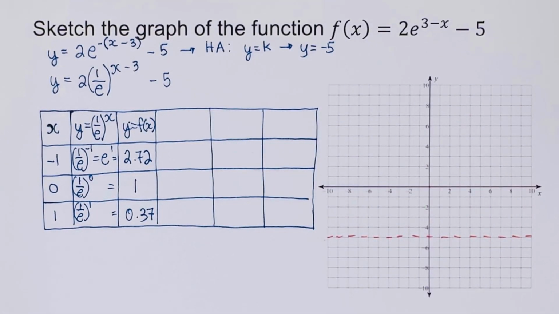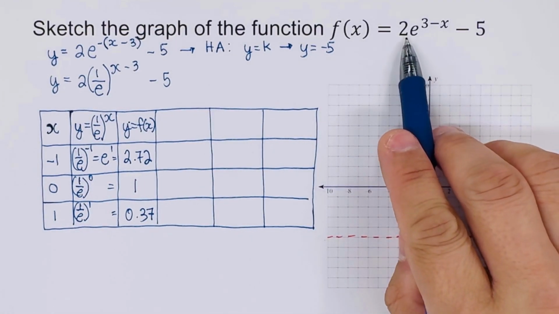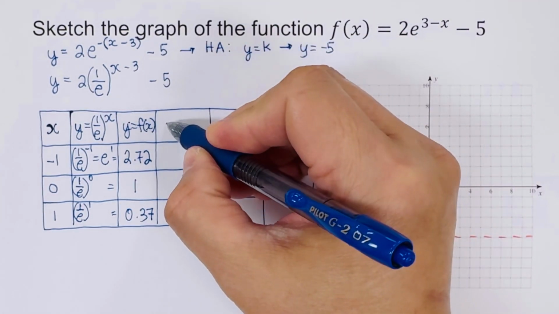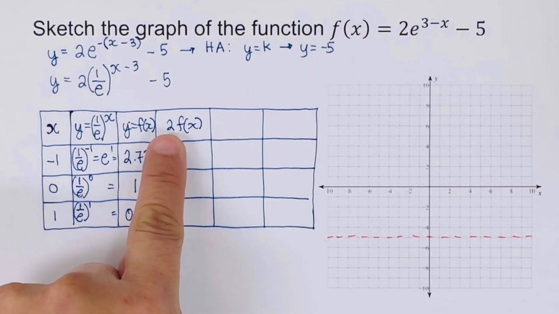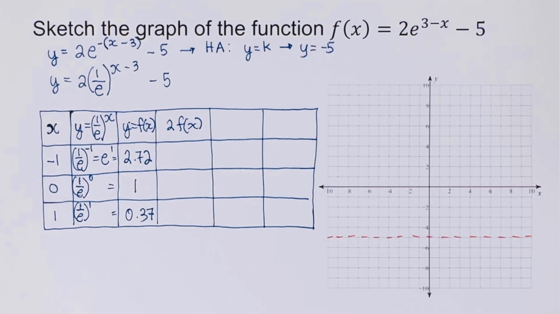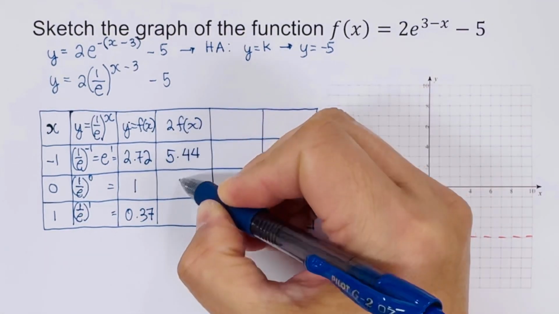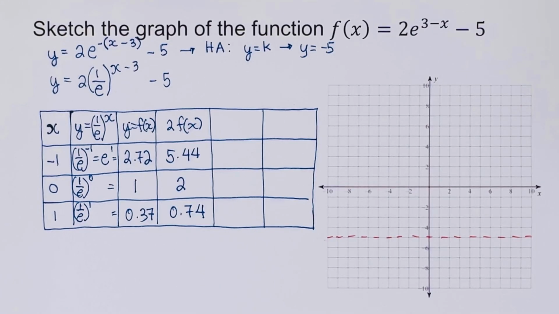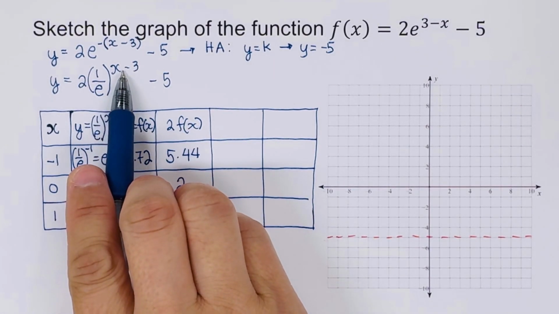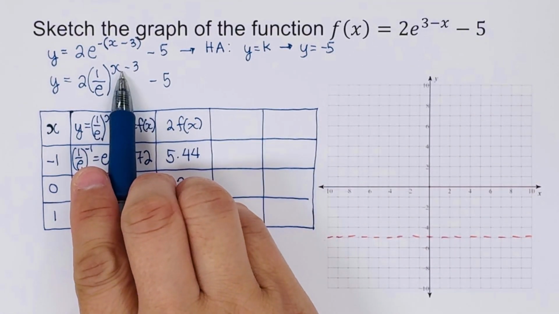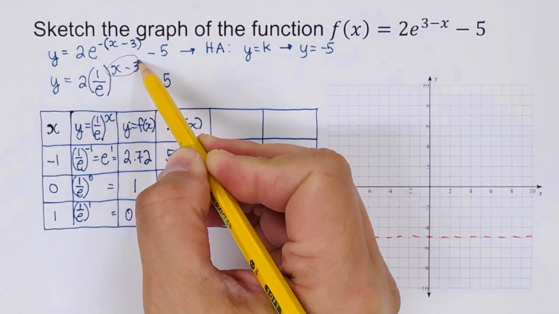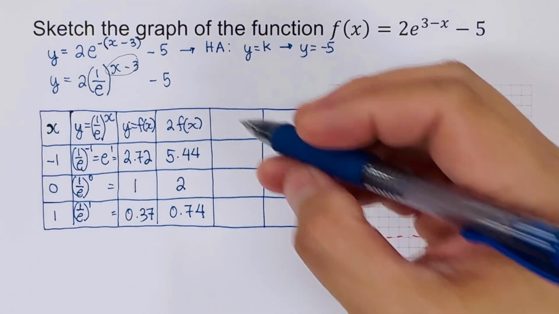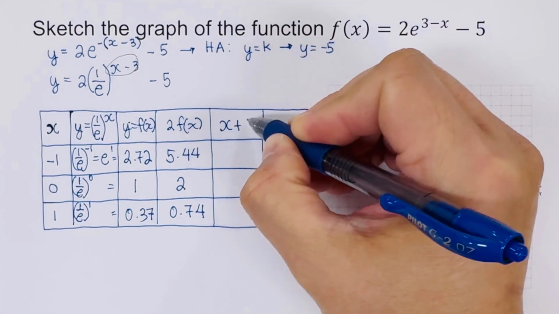Looking at the equation that we have here, our stretch factor is 2. So I'm going to multiply 2 to the f of x value that we got here. So I will multiply 2 to each of these, and this will be the resulting values. Now looking at this equation right here, we can see that we have an x minus 3. So we go ahead and switch it. So that would be x plus 3.